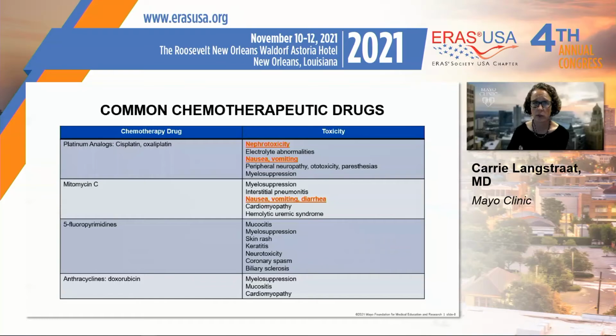And I want to point out specifically that when we think about using cisplatin intraperitoneally, we have to really consider nephrotoxicity. And we know even given intravenously that we need to sometimes use renal protective agents to prevent nephrotoxicity in our patients.